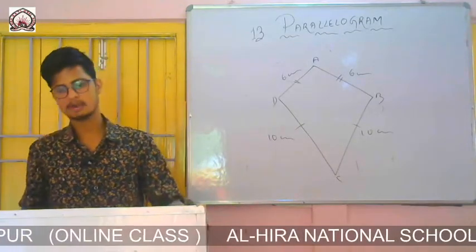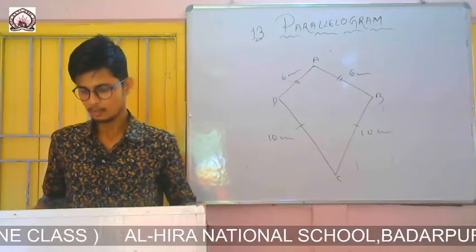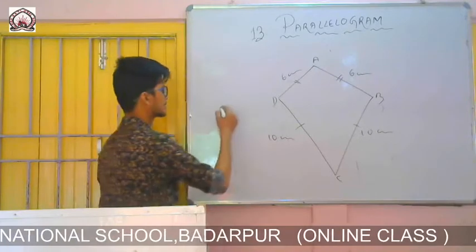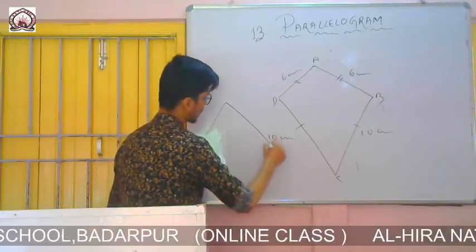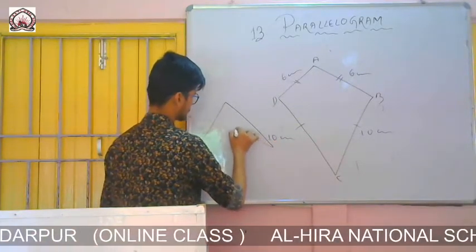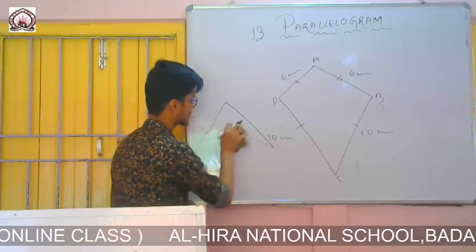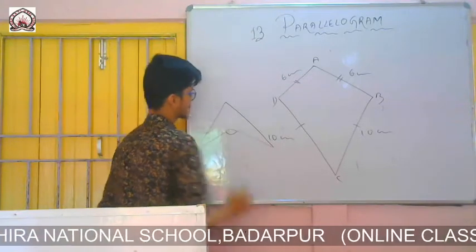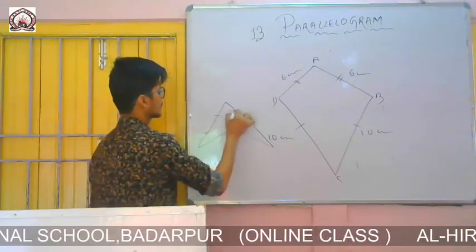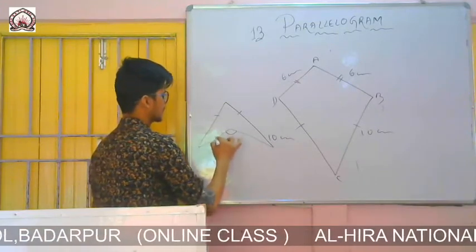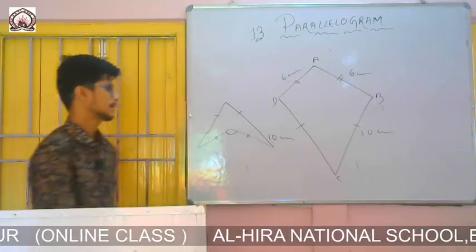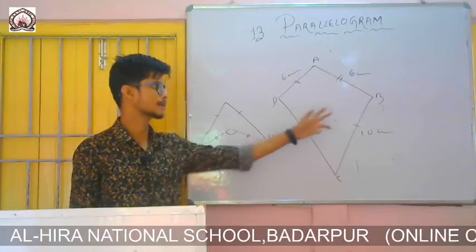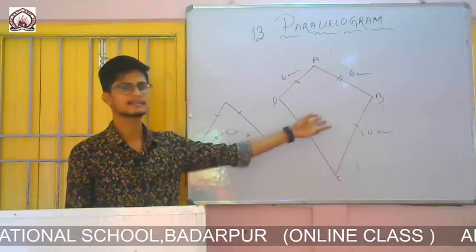Then comes an arrowhead. A kite with one reflex angle is called an arrowhead. Same as this one, but the difference is that you will get a reflex angle in this case. This is a reflex angle. These two adjacent sides will be of equal length, and these two will be of equal length, and there is a reflex angle. It is a kite, and it is an arrowhead.